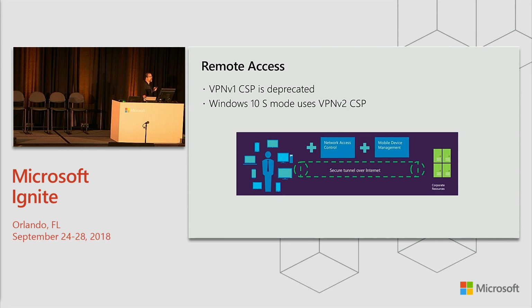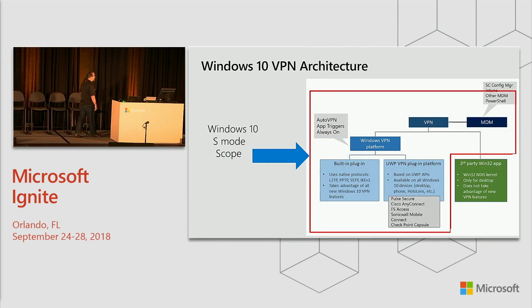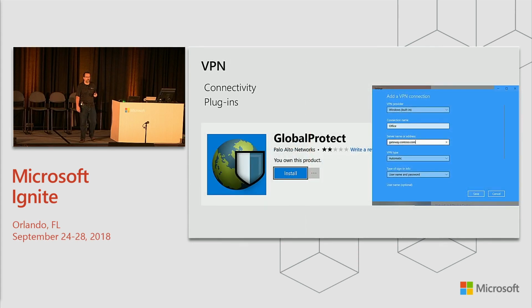This is going to be especially a concern with VPN software. How many of you out there still use 32-bit VPN software? In S mode, the scope for VPNs is going to be limited to the built-in plugin or the Universal Windows plugin model, which most of our major VPN vendors actually plug into. For example, at Microsoft, we use Palo Alto GlobalProtect, and that's how we access our corporate network.